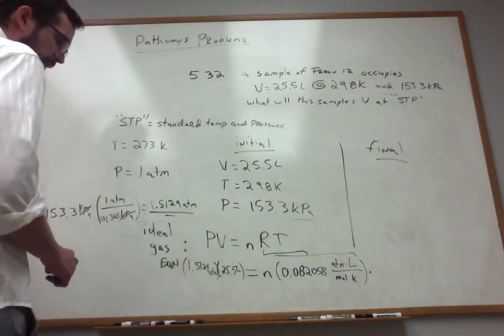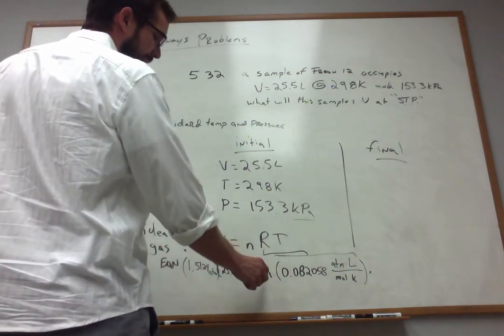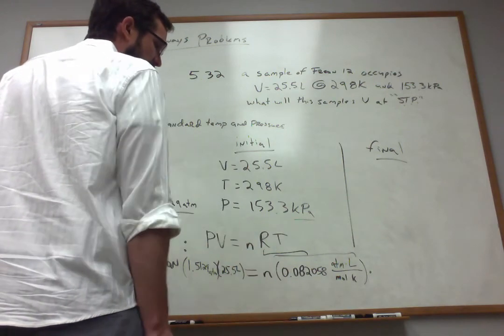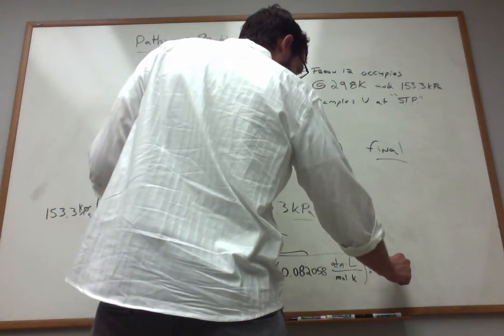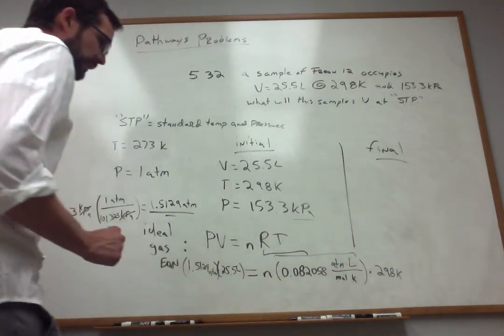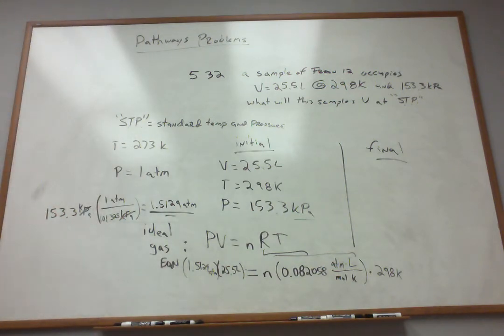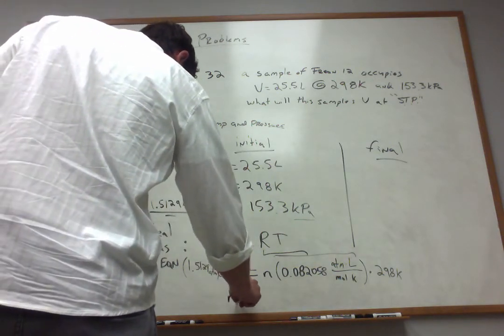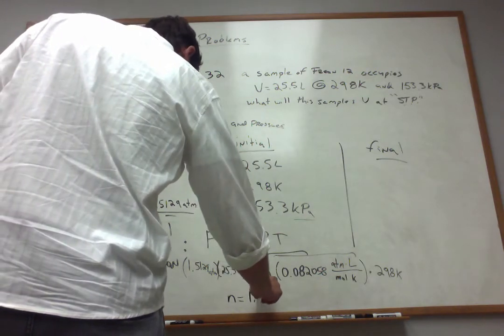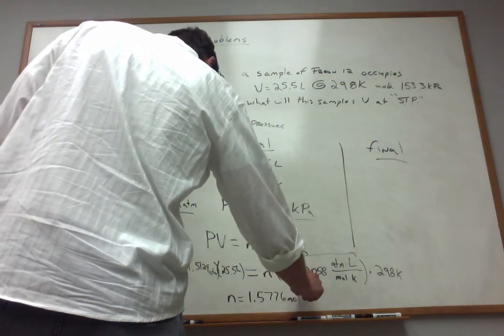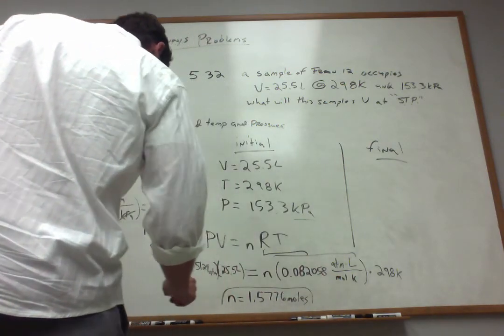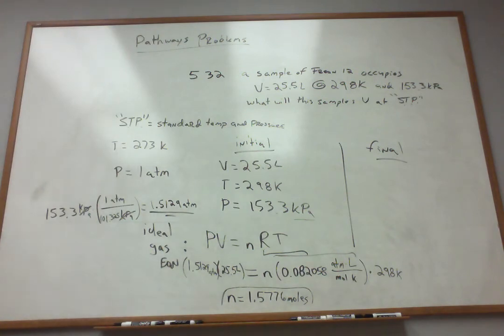I multiply that by my volume in liters. Set that equal to n, where n is the number of moles, times R, my gas constant, times T, my Kelvin temperature. I'm told in the problem the original temperature is 298 Kelvin, or 0 degrees Celsius. So I have all the numbers that I need now to rearrange that equation and solve for n, lowercase n, my number of moles. If I do the math, I find I've got 1.5776 moles of my gas in this particular sample.